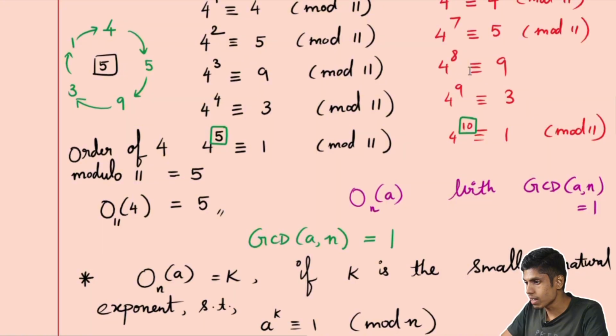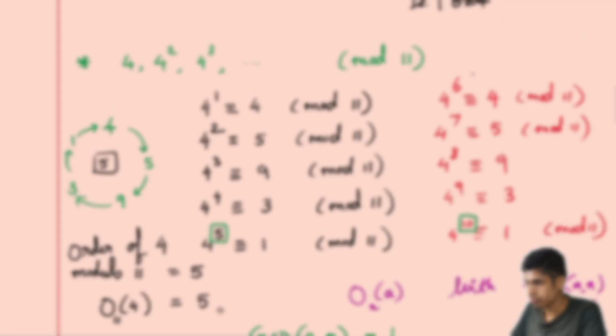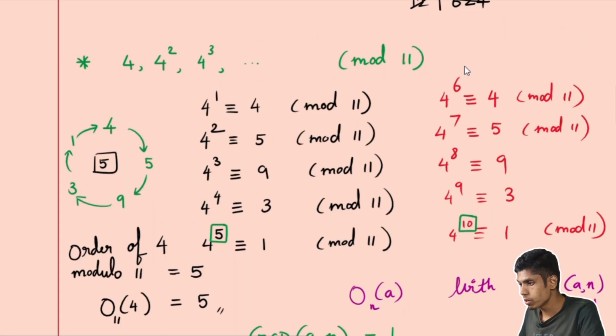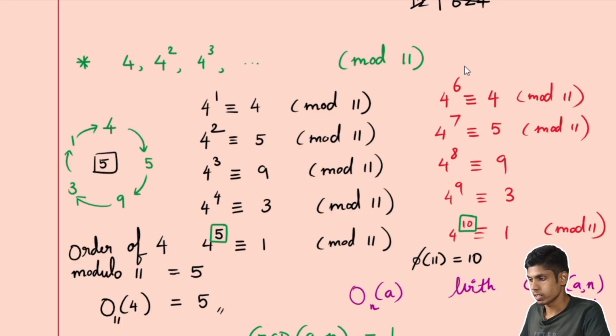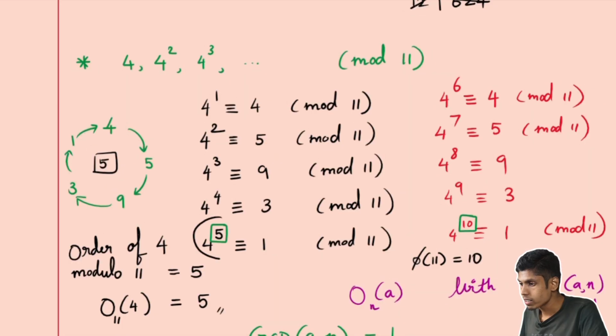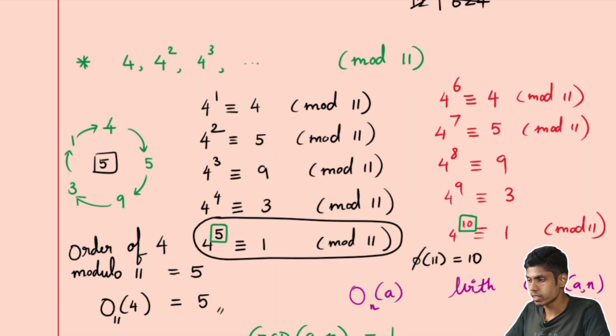So the order, the smallest value at which the power is congruent to 1 mod n, happens at the exact Euler's totient function value. In the example we studied, phi of 11 is actually 10 because all numbers less than 11 are coprime to 11. But 10 is not the order. In fact, 5 is the order, which is less than phi of n. Hence 4 is not a primitive root modulo 11.